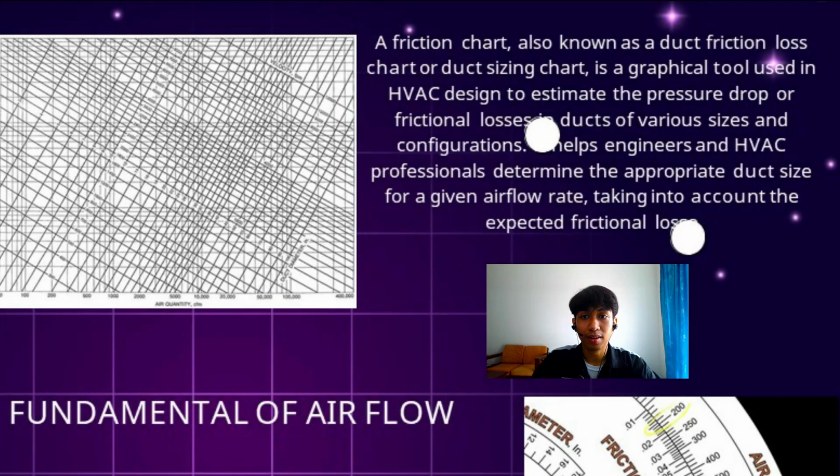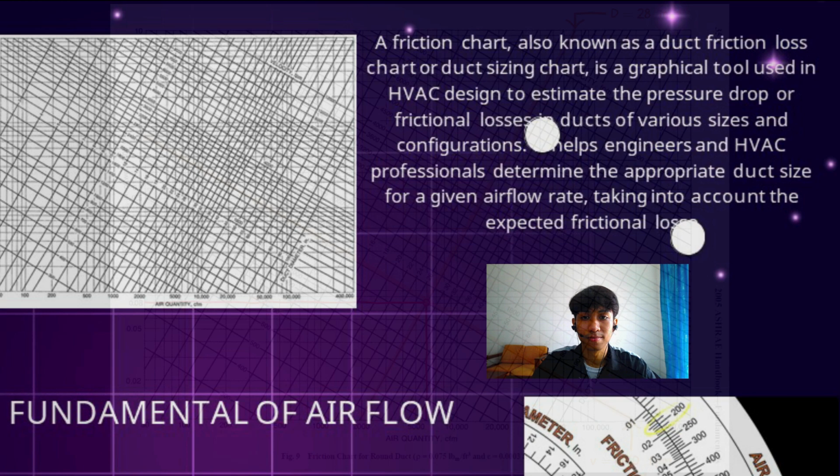So I will give an explanation about the friction chart, also known as the duct friction loss chart or duct sizing chart. It's a graphical tool used in HVAC design to estimate the pressure drop or frictional losses in ducts of various sizes and configurations. It helps engineers and HVAC professionals to determine the appropriate duct size for a given airflow rate, taking into account the expected frictional loss.